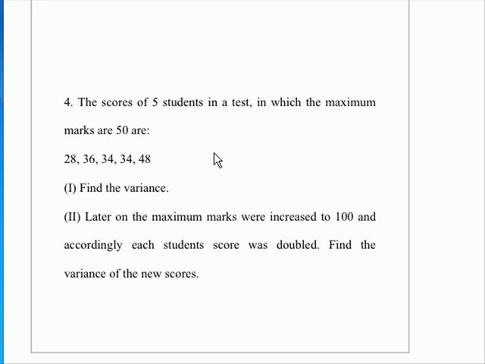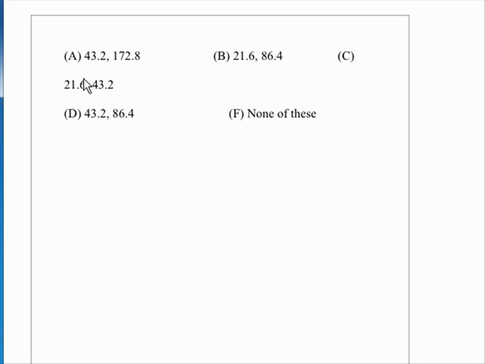So here is the last question on variation. The scores of 5 students in a test where the maximum marks are 50 are represented by this set. You have to find the variation. And later on, the maximum marks are increased to 100 from 50, and accordingly each student's score was doubled. Find the variance of the new scores. So let's see how we may solve this one, and these are the possible answers.